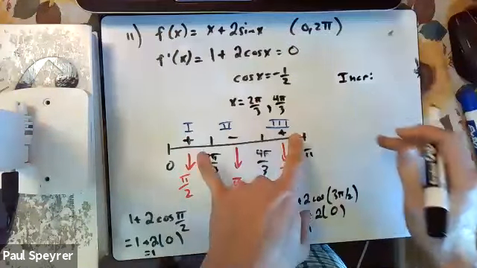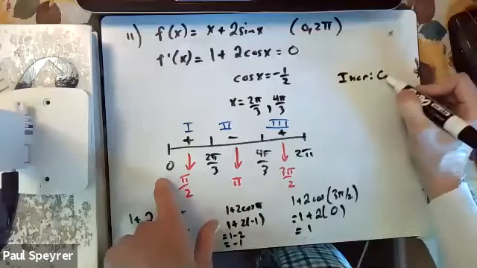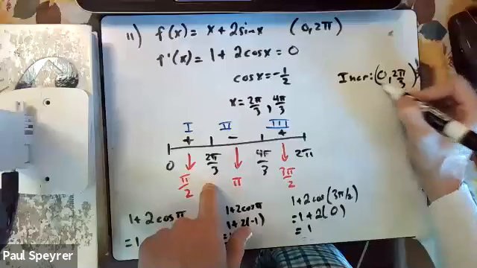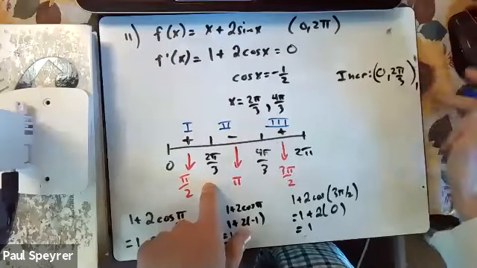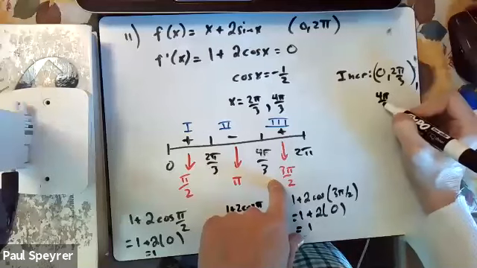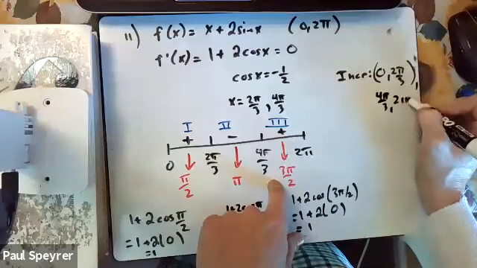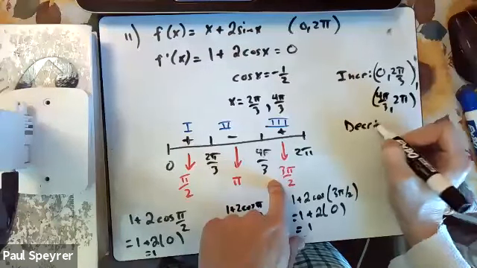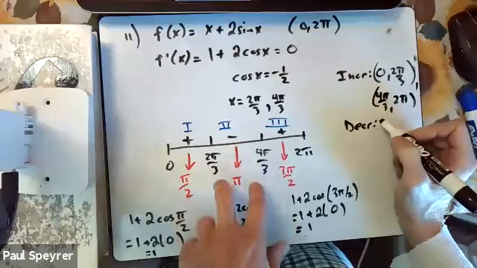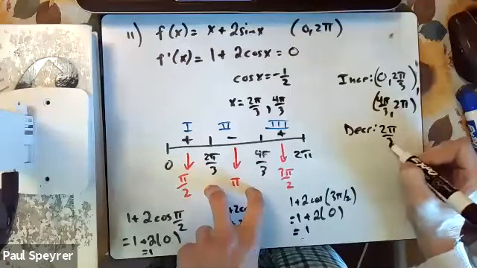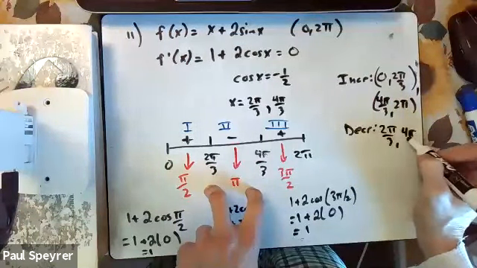We can determine where we're increasing and decreasing from. So increasing, we have a couple regions, right? From 0 to 2 pi over 3, and then also 4 pi over 3 to 2 pi. What about decreasing? Sure do, right here, right? Second region, what are those x values? 2 pi over 3 to 4 pi over 3.